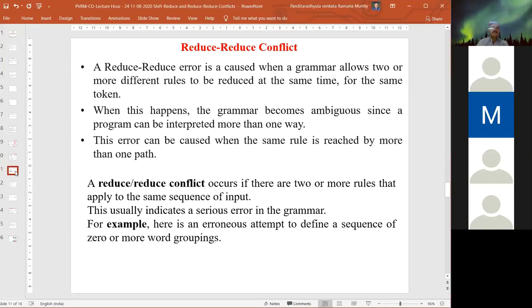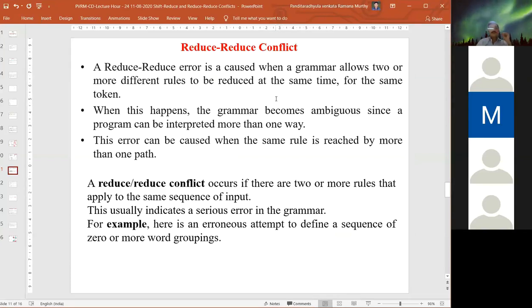We have one more conflict. The handle will be available on the right side of some production. For that production, the right side of the handle can be replaced by two different productions, because the same right side is available in more than one production. That possibility is also there. That possibility is called reduce reduce conflict.